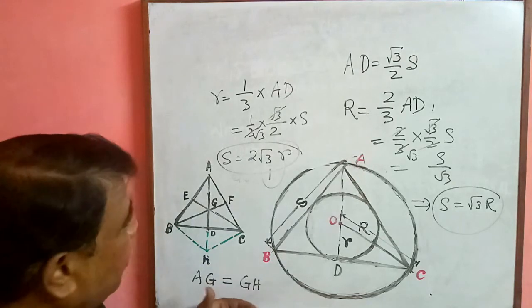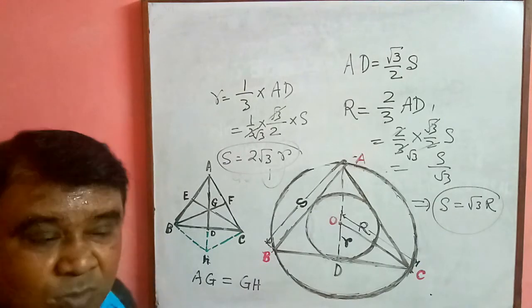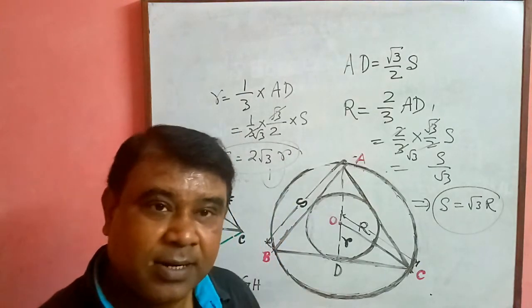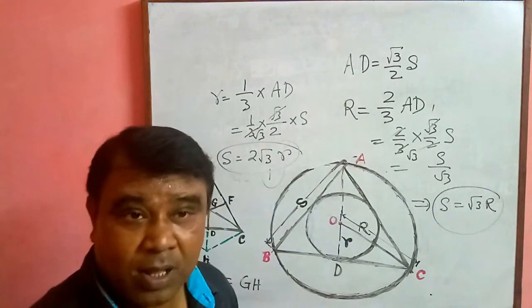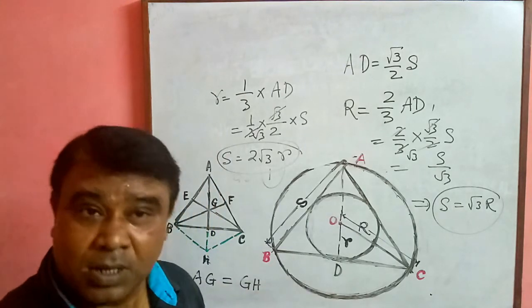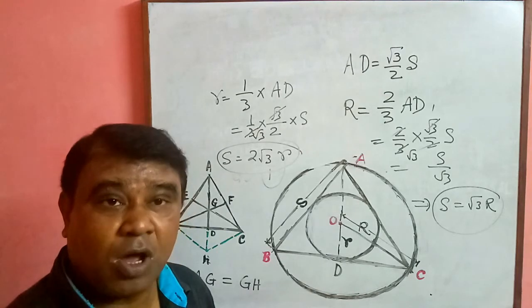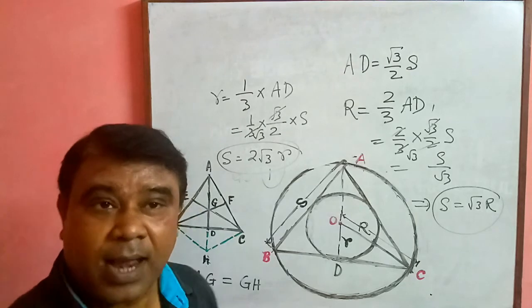Now, this is the concept I have tried to clear about the centroid. We know centroid divides the median in the ratio 2:1. How it is so, we have proved, and I'll be happy if you adopt this concept to solve all critical questions related to equilateral triangle.